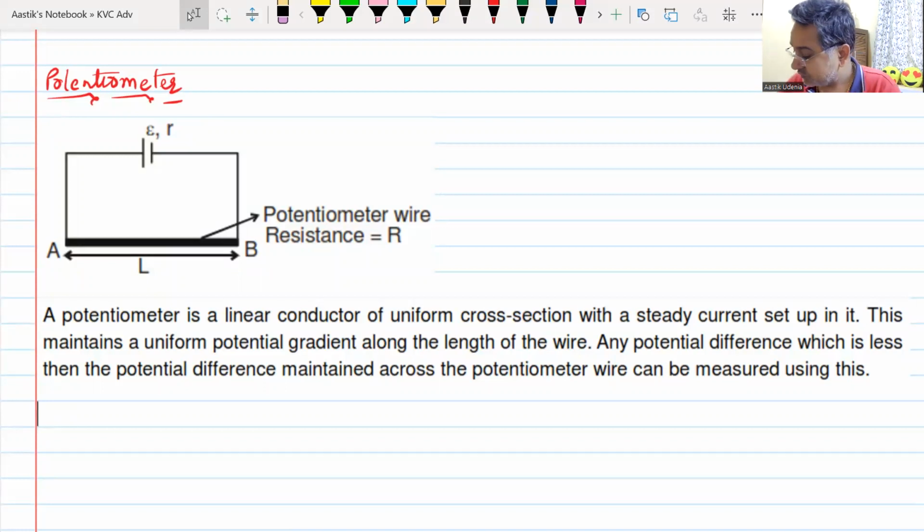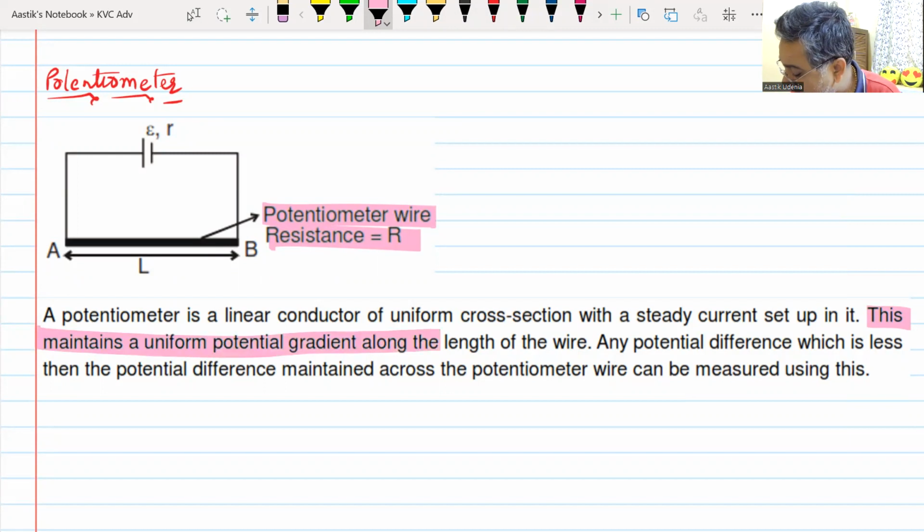So, as you can see, this is a potentiometer wire, and we allow a steady current to flow in this wire. The steady current maintains a uniform potential gradient along the length of the wire. What do you mean by potential gradient? Did I tell you the meaning of potential gradient?